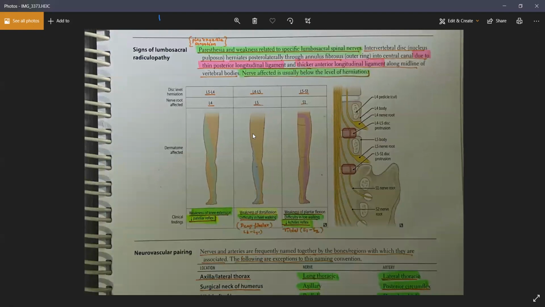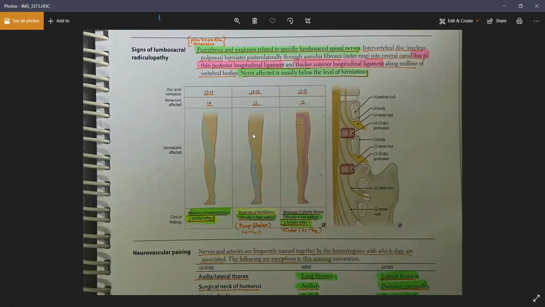Okay, so radiculopathy is basically nothing but a compression of the nerve roots. When they exit the spine, the nerve roots can get compressed, and whenever they get compressed, the associated structures supplied by these nerves will get damaged, right? And they will cause the symptoms, and this is known as radiculopathy. It causes paresthesias and weakness, which is related to specific lumbosacral spinal nerves.